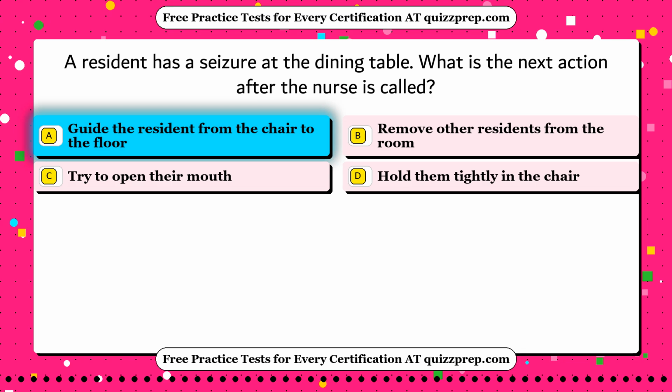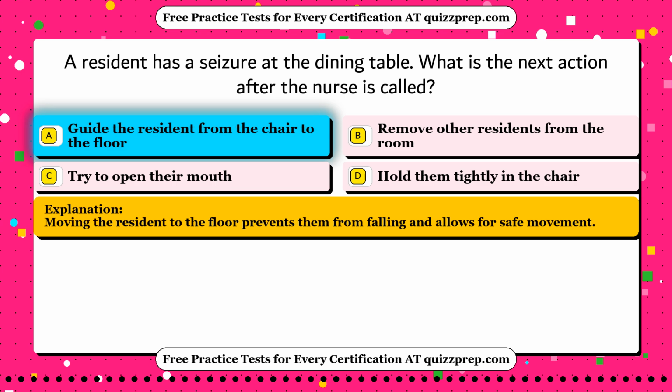The correct answer is option A, guide the resident from the chair to the floor. Moving the resident to the floor prevents them from falling and allows for safe movement.